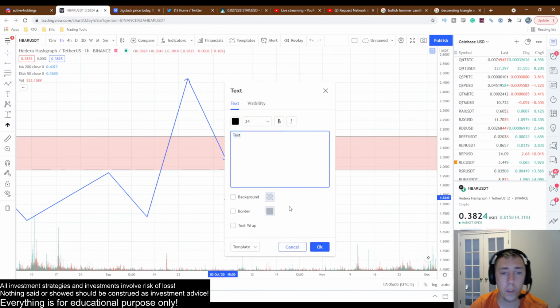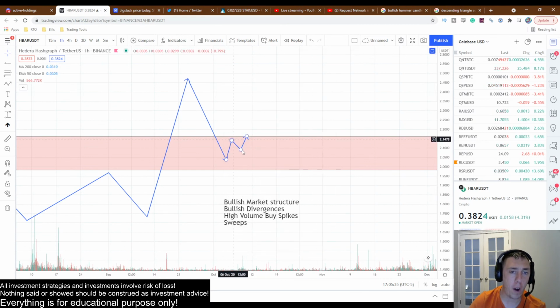You can also look for bullish market structure. You can look for bullish divergences, right? You can look for high volume spikes, buy spikes, sweeps. Okay, these are things I'm looking for. Bullish market structure like that.